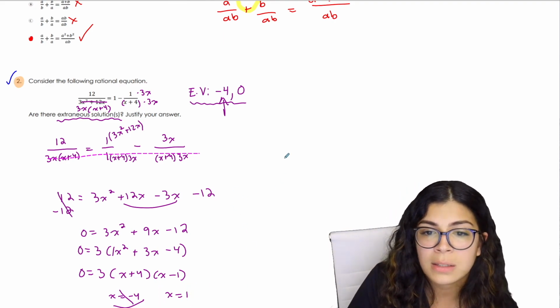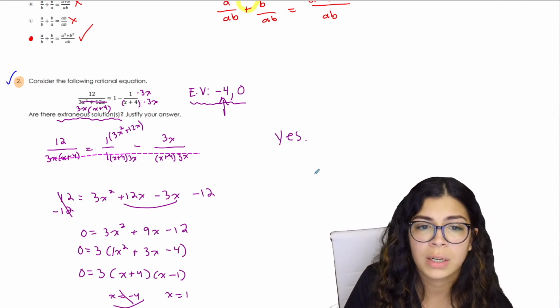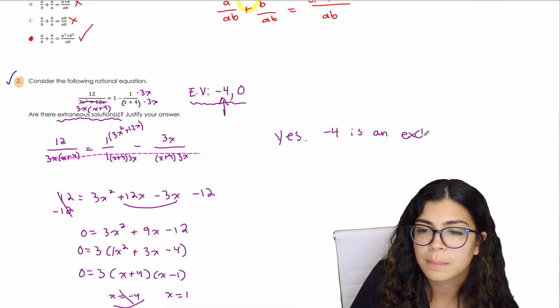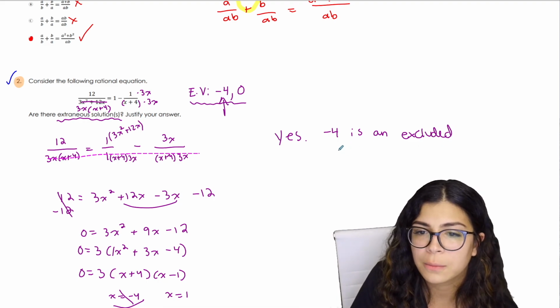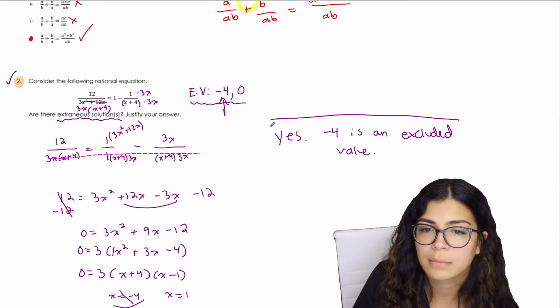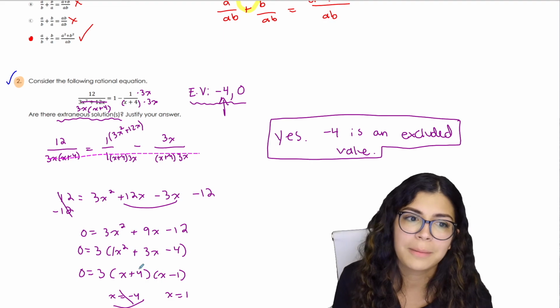So what is the answer? The answer is yes. There are extraneous solutions. Why? Negative 4 is an excluded value. And of course, a part of the justification is all of the work.